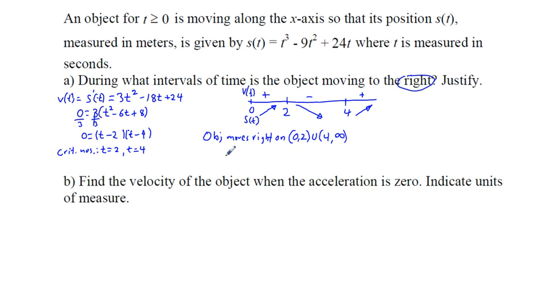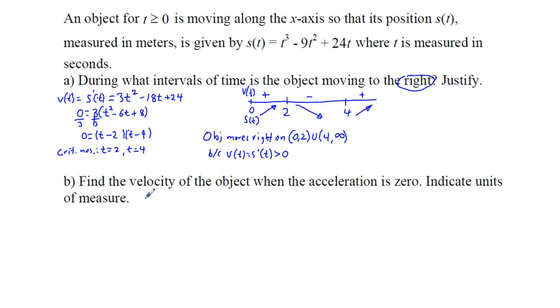And now the justification: because v of t, which is equal to s prime of t, is greater than 0.